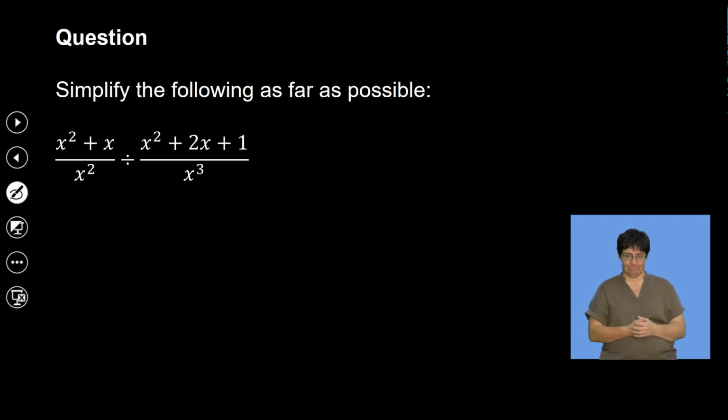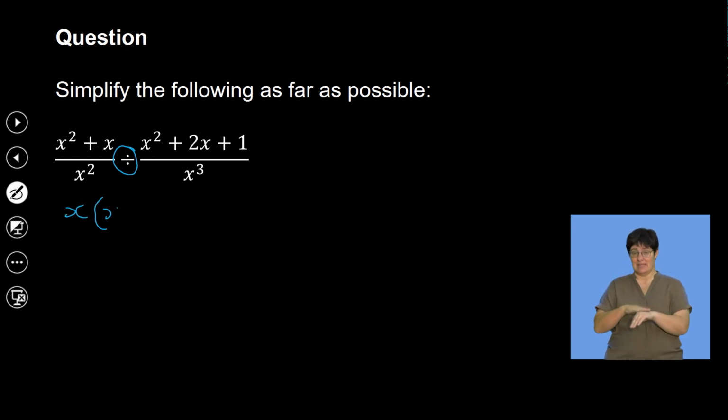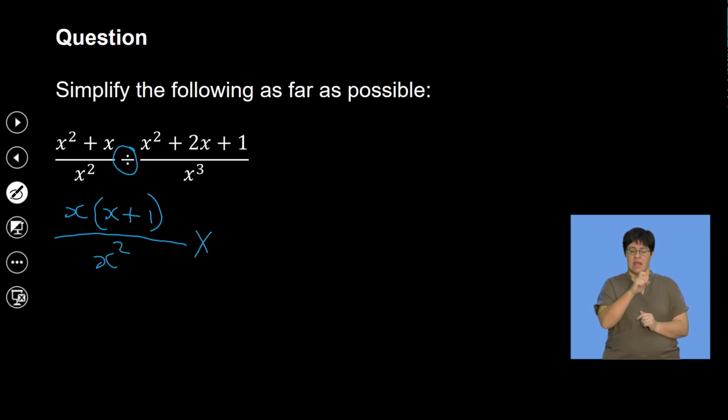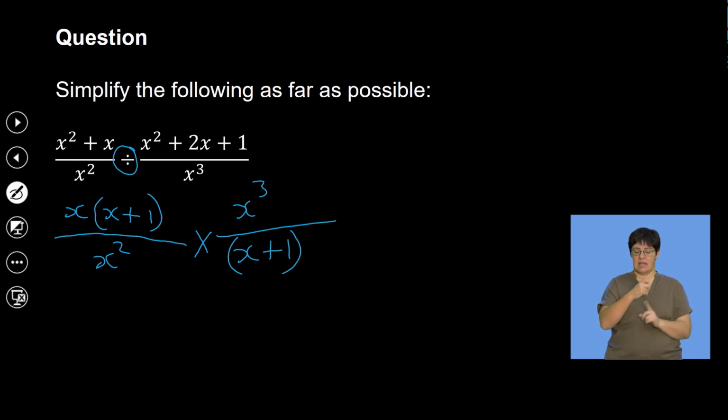Now, let's look at when we are dividing. When we are dividing, what we need to do, remember I said tip and times. So this will be x into x plus 1. Already I'm factorizing. This is x squared. Then it will be multiplied by this, which will be x cubed over. Here I can factorize this as well: x plus 1 into x plus 1.